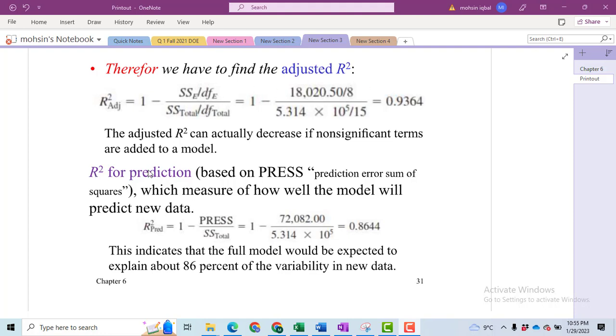We use another R-square for prediction, based upon the predicted error sum of squares, which measures how well the model will predict new data. So this indicates 0.8644, that is, 86.44% variability in the new data can be explained by the model that we have made.